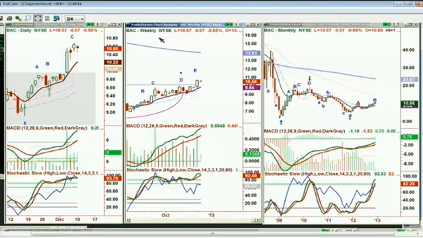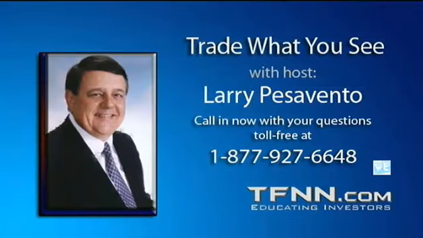I'm beginning to think that within 2 days we should get some kind of a pullback in the market. Bank of America also will pull back after it makes leg D.